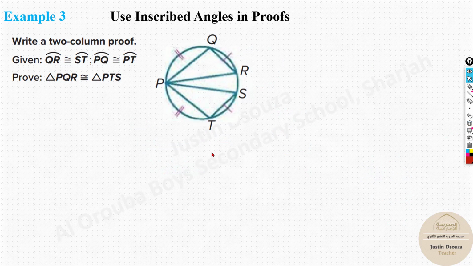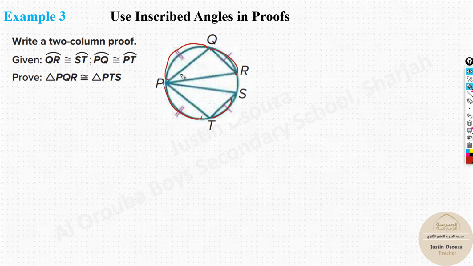Now we will move on to a proving problem. Write a two-column proof. Given arc QR is congruent to arc ST. Okay, let's see QR, this arc over here. It's already mentioned in the figure. See, this arc, they have put a line, is equal to ST. And this arc over here, arc PQ with PT. Okay, that's fine.